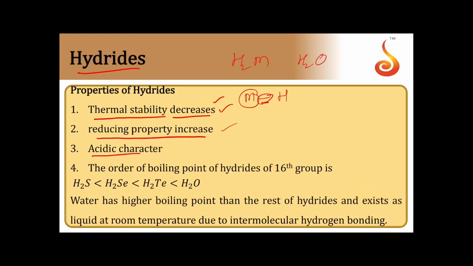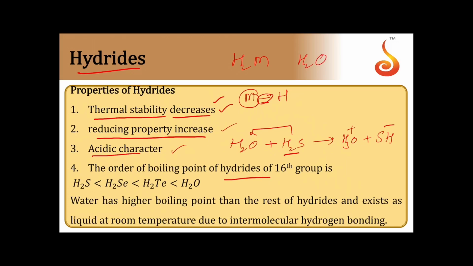Now, acidic character. These compounds, except water, have acidic property. Suppose you take H2O plus H2S: H2S gives a proton to H2O, so it exists as H3O+ and SH-. So it's a proton donor, nothing but an acid molecule. This proton donating property increases down the group. So acidic strength increases down the group because the bond strength is decreasing down the group.